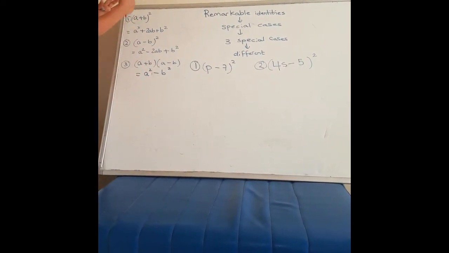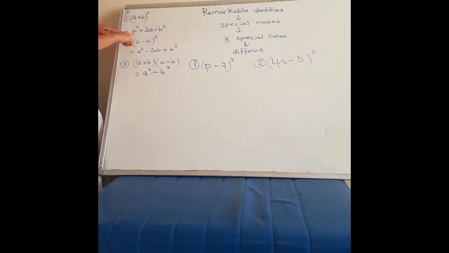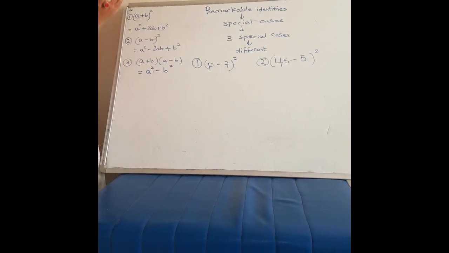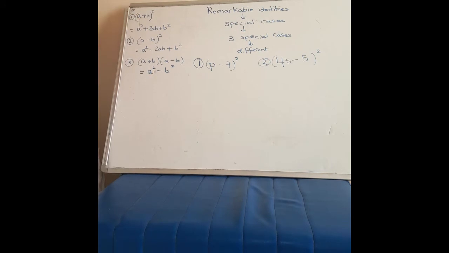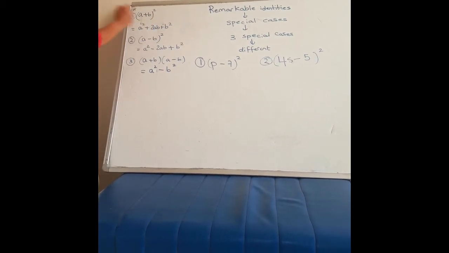A plus B, whenever you see a parenthesis with two terms and a plus sign in the middle to the second power, it gives you an A2 plus 2AB plus B2. What do I mean? This is my A, I use it up, and this is my B, I use it up, and I use both in the middle term.